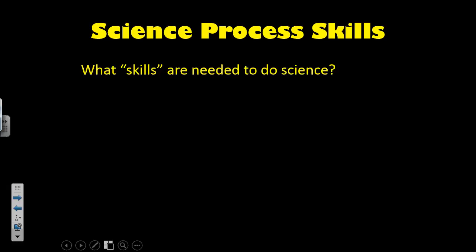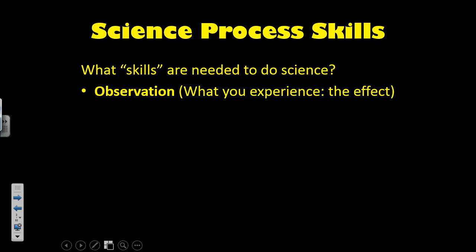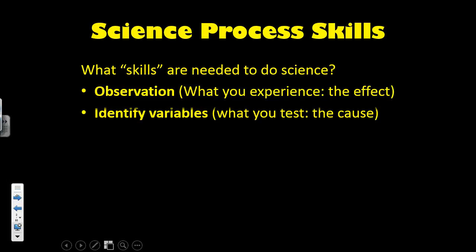So what are those science process skills? What are those skills that you need to do science? The first one is what's called observation. We'll talk more in detail about this later, but essentially this is using your five senses to experience something in the world around you. The second one is identifying variables. So after you've made an observation, you need to look at what it is that's affecting that observation that you see. This is going to lead to what you end up testing.